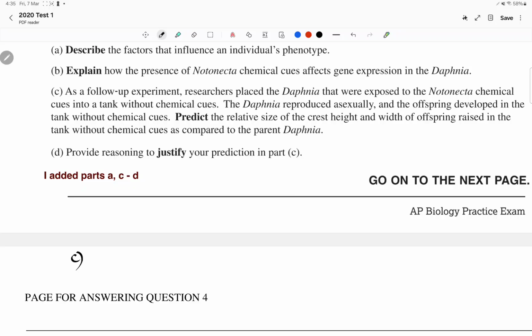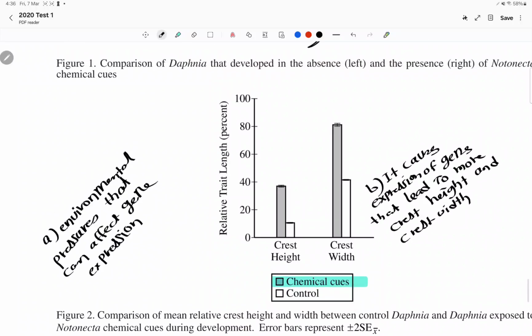We'll do the blueprint. All right, guys. Part C. As a follow-up experiment, researchers placed the Daphnia that was exposed to the chemical in a tank without the chemical. The Daphnia reproduced by a single parent asexually, and the offspring developed in the tank without the chemical cues. So, guys, if the offspring developed in the tank without the cues, it will have the normal height. It's going to have the same crest width and height as the control.